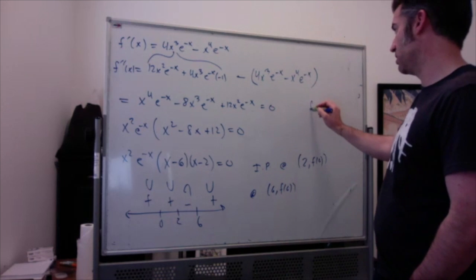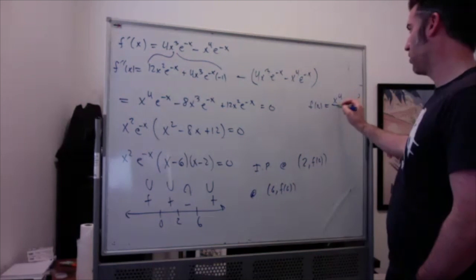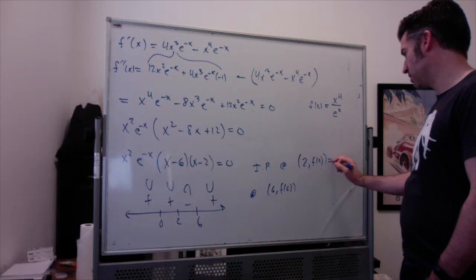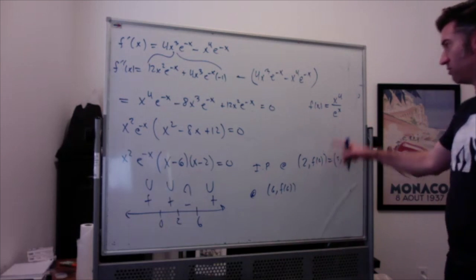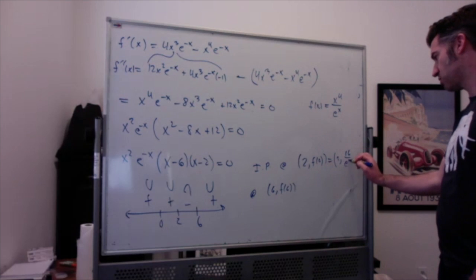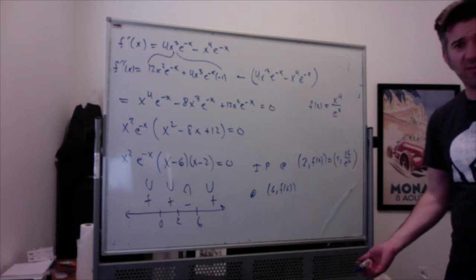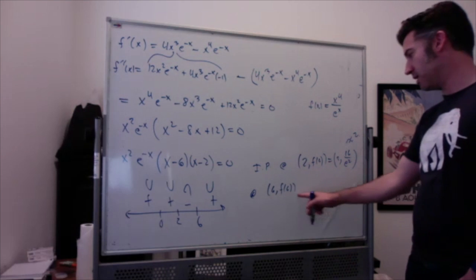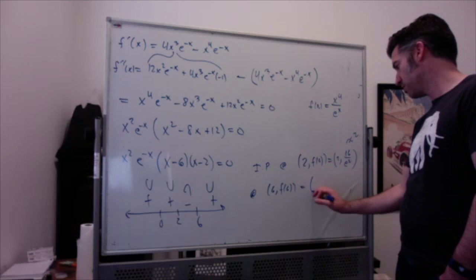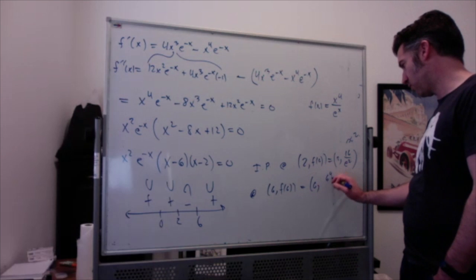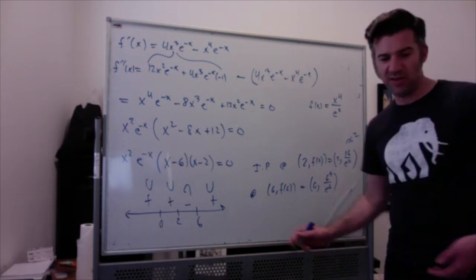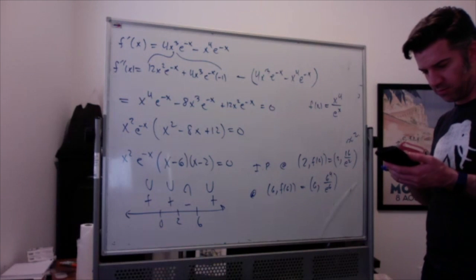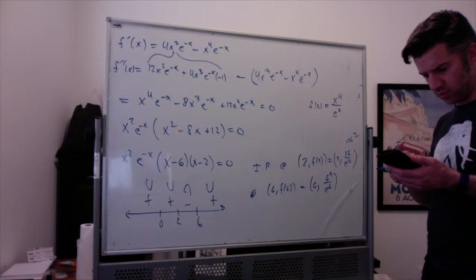Remembering that our function is x to the fourth over e to the x, 2, comma, f of 2 is 2, comma, f of 2 is 16 over e squared, which actually isn't that bad. e squared is a little bit less than 8, so this is not far from 2. And 6, comma, f of 6 is going to be 6, comma, 6 to the fourth over e to the sixth, which actually isn't that big either.